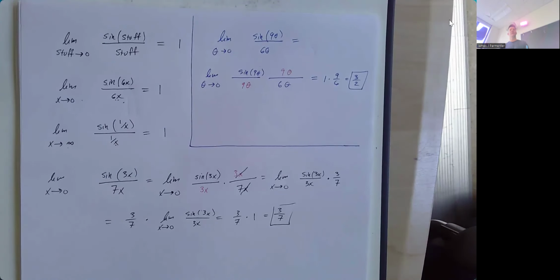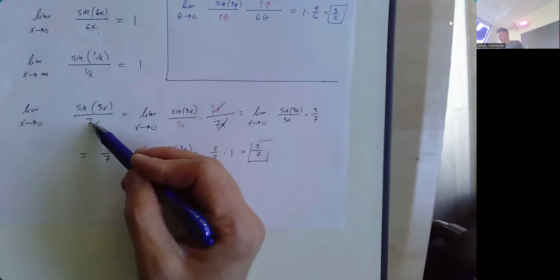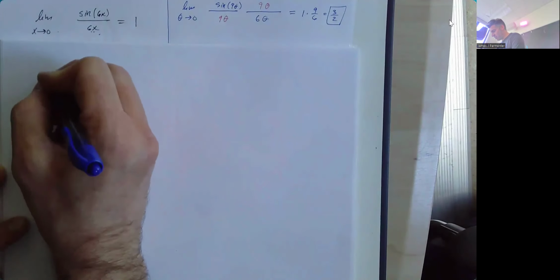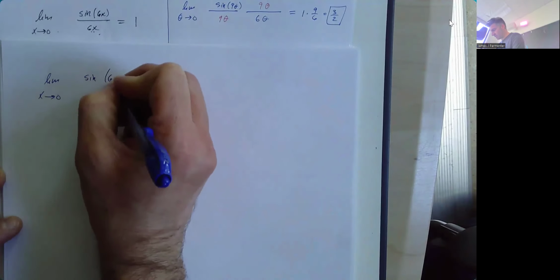Then we do other things. So you might have noticed in both of these, we got 3 over 7 and 9 over 6, 3 halves. That doesn't quite happen all the time, but it's not a bad thing to be aware of. What about the limit as x goes to 0 of sine of 6x squared over 3x squared?